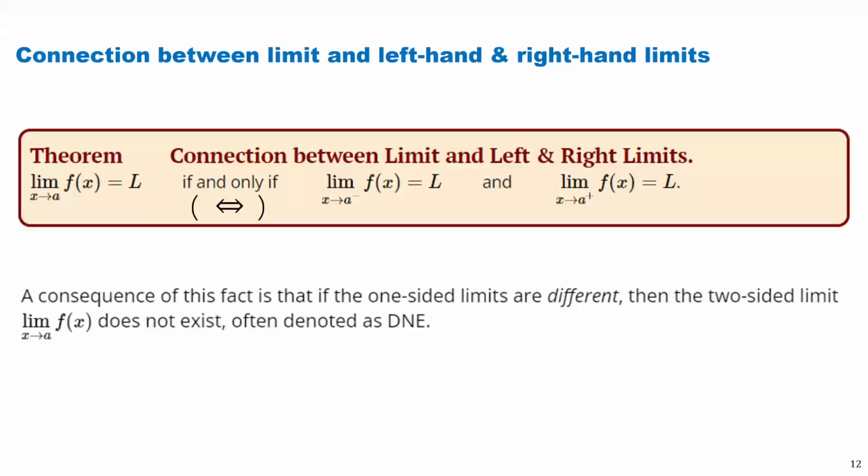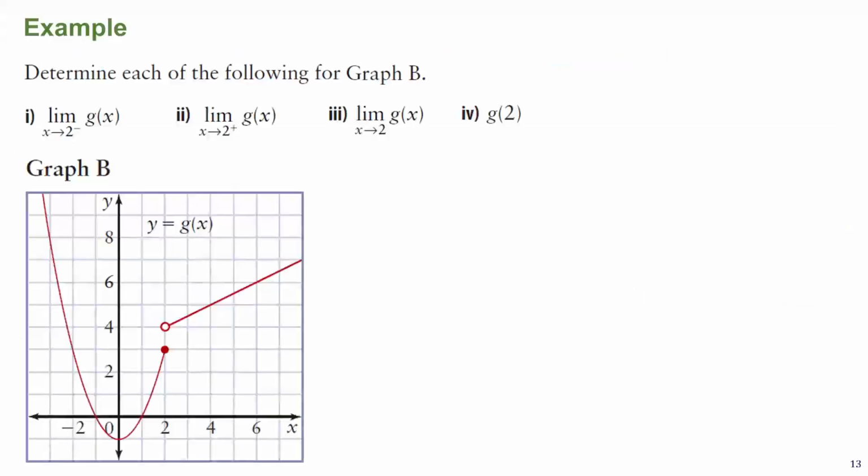And a consequence of this fact is that if the one-sided limits are different, then the two-sided limit of f(x) as x approaches a does not exist, often denoted as DNE. Okay, we'll use an example to illustrate this concept here. So, suppose you are given a graph like this.